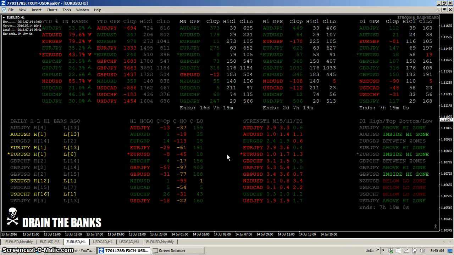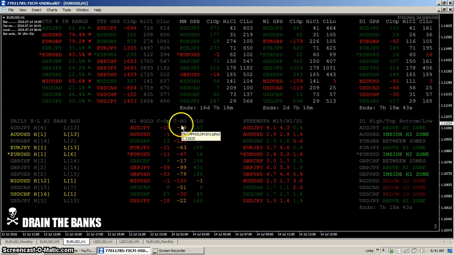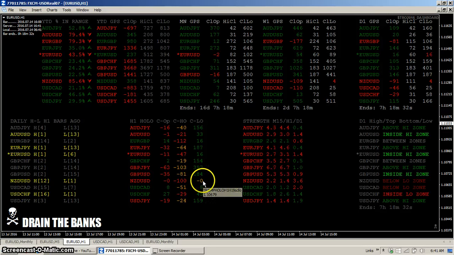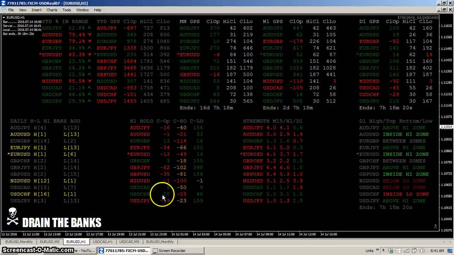This is the dashboard, and right here we have the TRO 2016 Holo, the multi-pair Holo. What this does is it tells us the distance between the close and the highest open, and the close and the lowest open. So right here you can see the New Zealand dollar is right at its lowest open, and we've got the CAD 9 above. I'd already entered a CAD trade, but we can look at both of these.